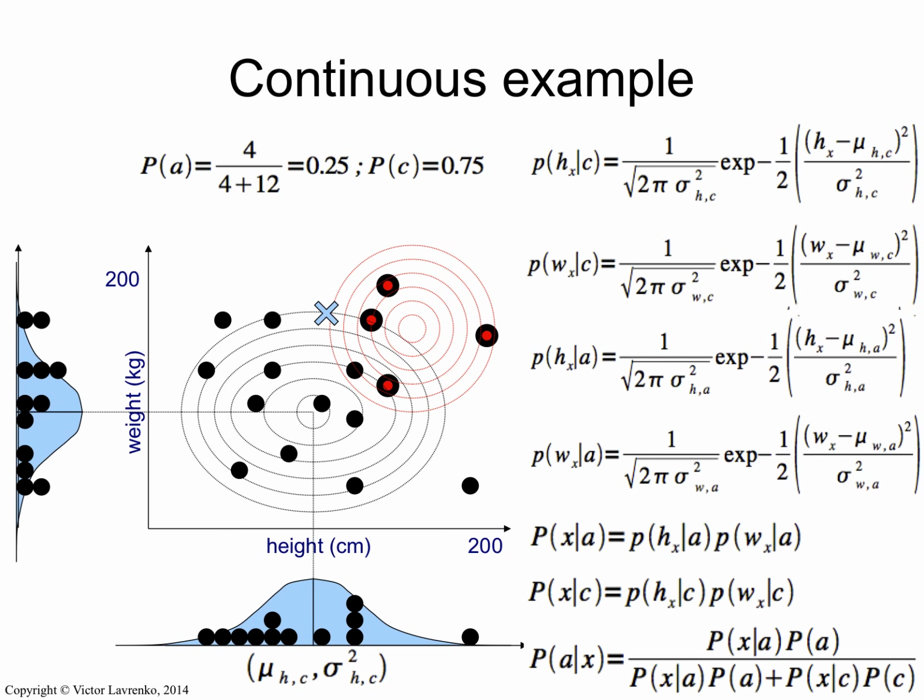Then I'm going to do the same thing for the child, and then I'm going to combine them using Bayes' rule like that. So probability of this individual being an adult, probability of adult given x, is probability of that observation, that part given the adult class, normalized by the overall probability of that individual.